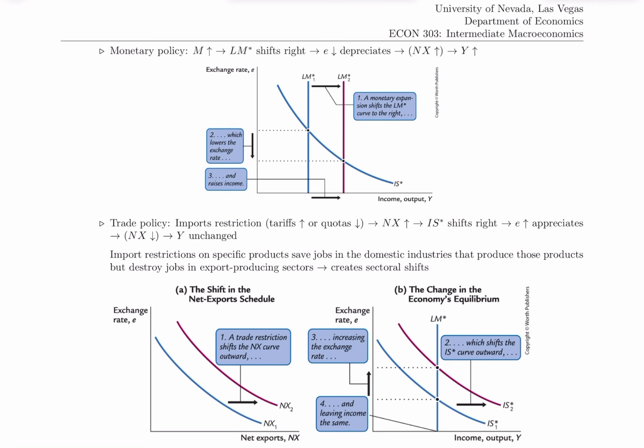Monetary policy. An increase in the money supply M shifts LM* to the right. The resulting depreciation of the exchange rate E increases NX. As a result, output Y rises.